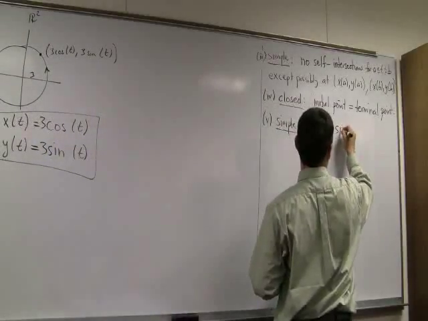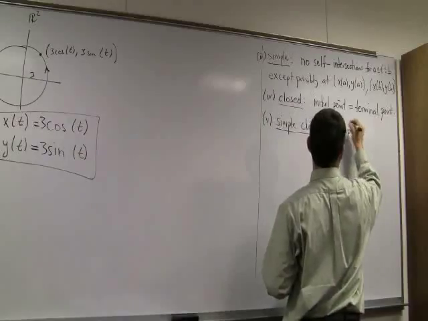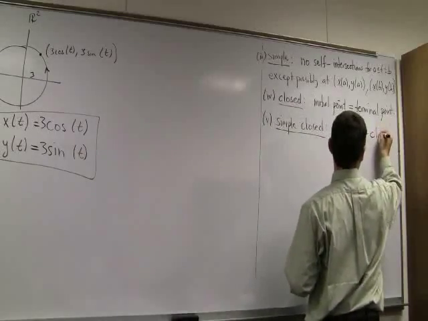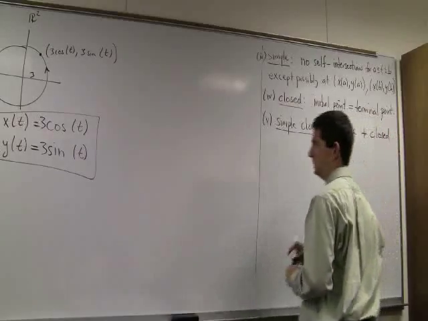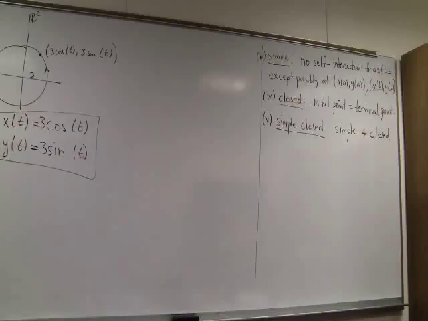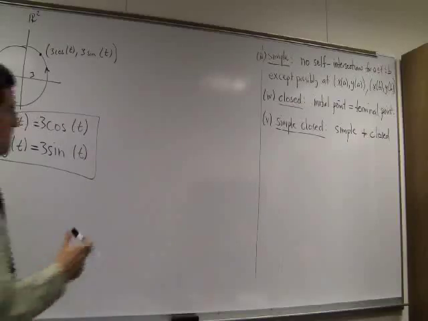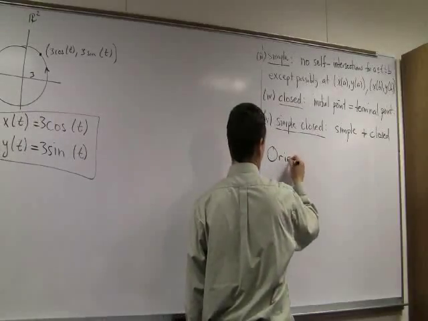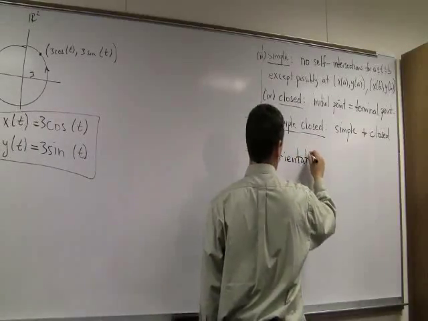So you will not be surprised to find out that a curve is simple and closed if it's simple and closed. No way. No? I don't believe you. I want you to prove it to me. Very thankfully, definitions don't need to be proved. Okay. The next thing I want to talk about is orientation.